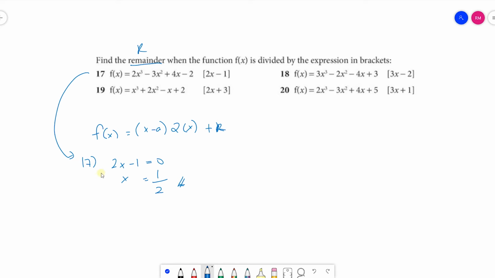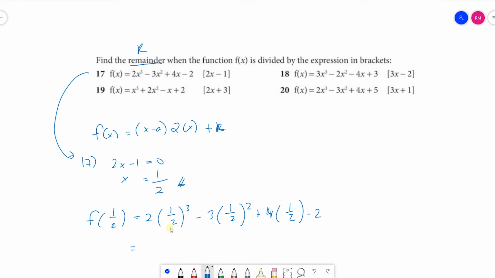All right, so what we need to do is substitute this x inside this f(x) one more time. When we do that, we will be cancelling this x minus a as well as this q(x), therefore only the remainder will be left. Let's try it out. So f open bracket, instead of x, we substitute with 1 over 2, equals 2 open bracket 1 over 2 cubed, minus 3 open bracket 1 over 2 squared, plus 4 times 1 over 2, minus 2. All right, so let's try it out.